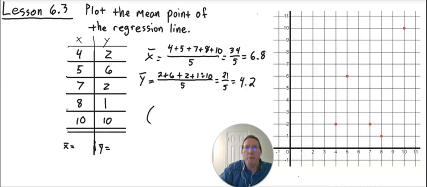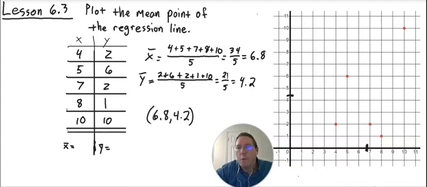And so our mean point for the regression line is going to be 6.8, 4.2. All right? 6.8 is right about here, right before 7. 4.2 is just above 4 right here. And so we're going to go to the 6.8. We're going to go up 1, 2, 3, 4, and then a little more is 4.2. And so I think the point is going to be right about there. And that is going to be 6.8, 4.2.